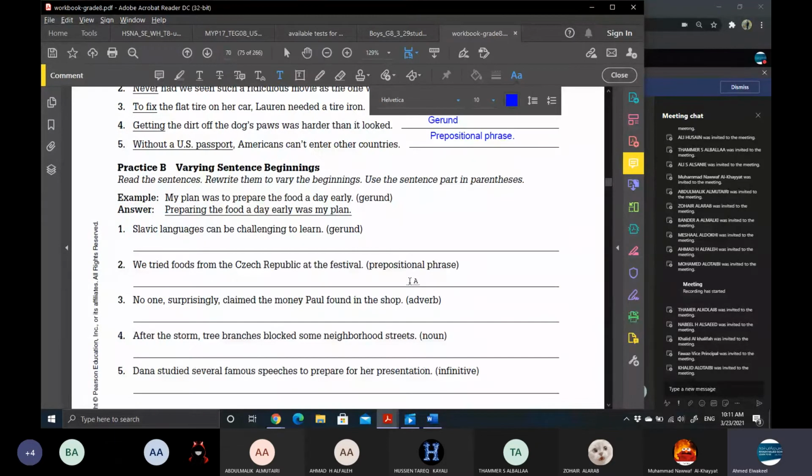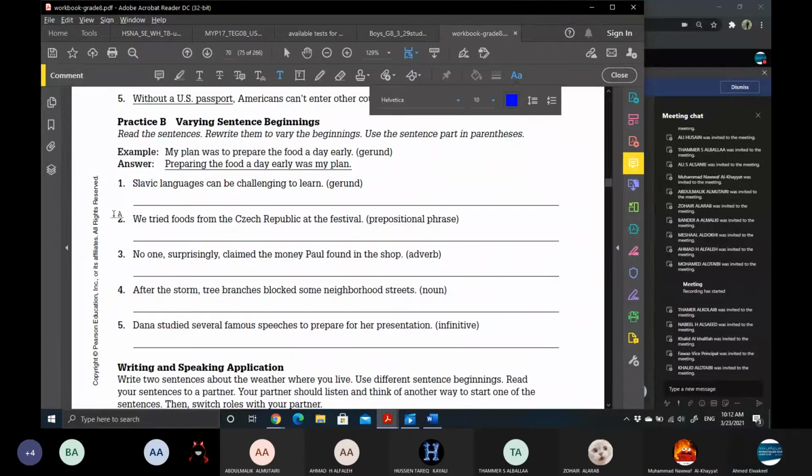On the other hand, in practice B, we are asked to read the sentences and then rewrite them to vary the beginning using the sentence part in each parenthesis. So, for example: My plan was to prepare the food the day before, starting with "preparing". So: Preparing the food the day before was my plan.